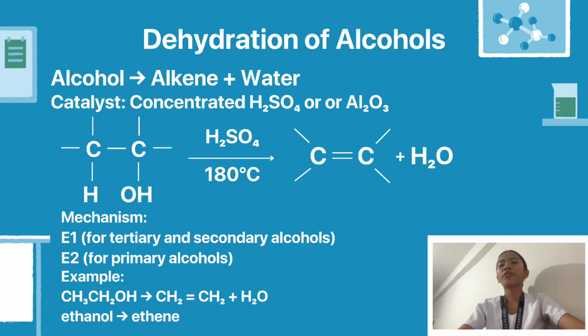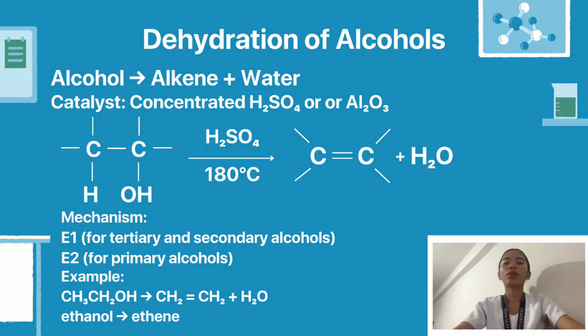So, dehydration of alcohols is a reaction where an alcohol loses a water molecule to form an alkene. From the word itself, dehydration. This process requires a strong acid catalyst such as concentrated sulfuric acid or aluminum oxide and typically occurs at high temperature, around 180 degrees centigrade.